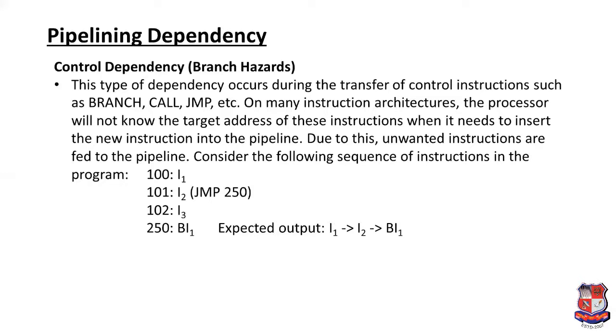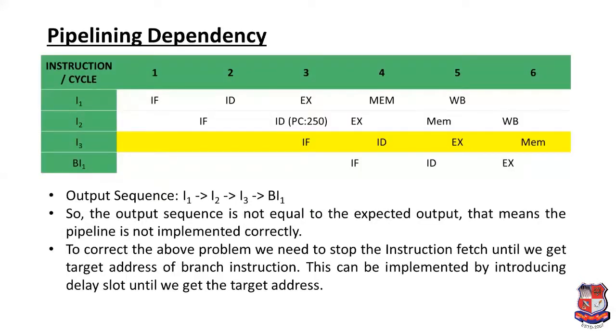Consider the following sequence of instructions in the program. On the 100th location, I1; on 101, that is instruction 2, that is jump 250. So now the control is moved to memory location 250, and that is a branch instruction BI1. So the expected output is I1, I2 and BI1. You can see the output here, the expected output, that is I1, I2, I3 and BI1.